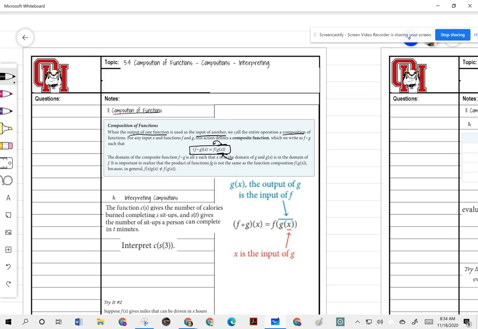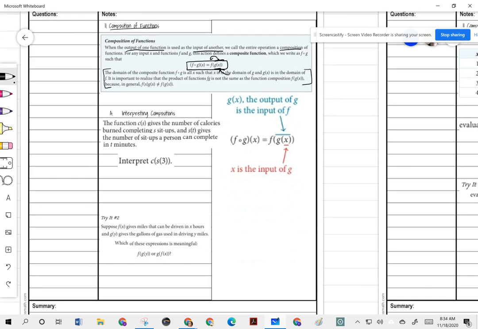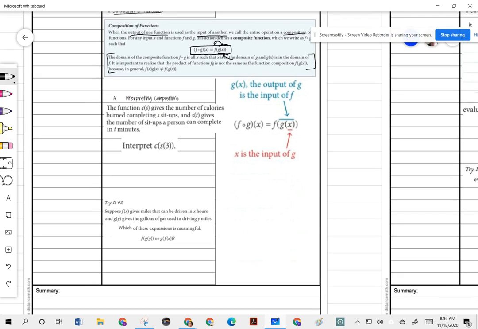Okay. The domain of a composition will be talked about in another video. So let's take a look and see what we can do with interpreting compositions. Okay, and also right over here is a little diagram. First, you would input x for g, and then that output g of x is going to become the input of f. Okay, so that's just a little diagram to help you out there.